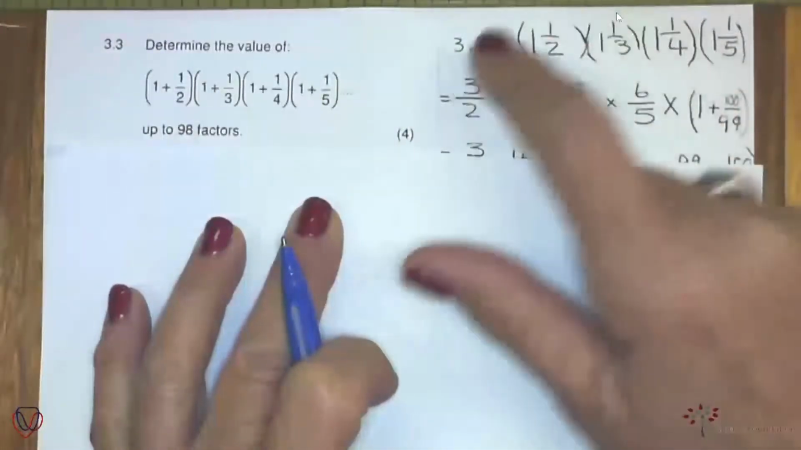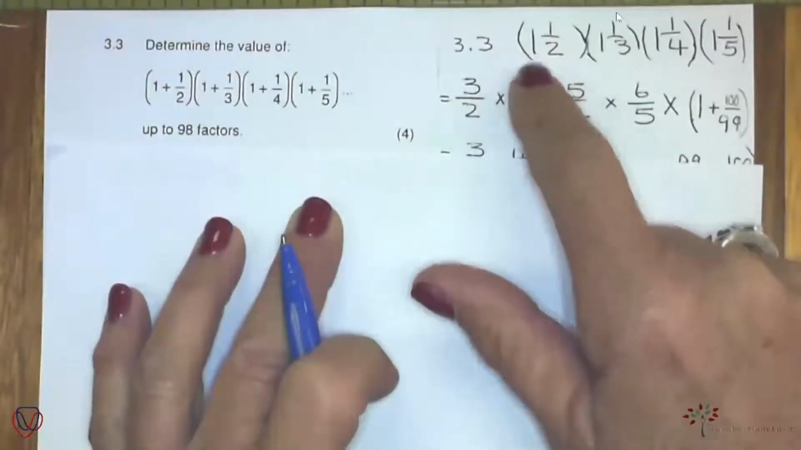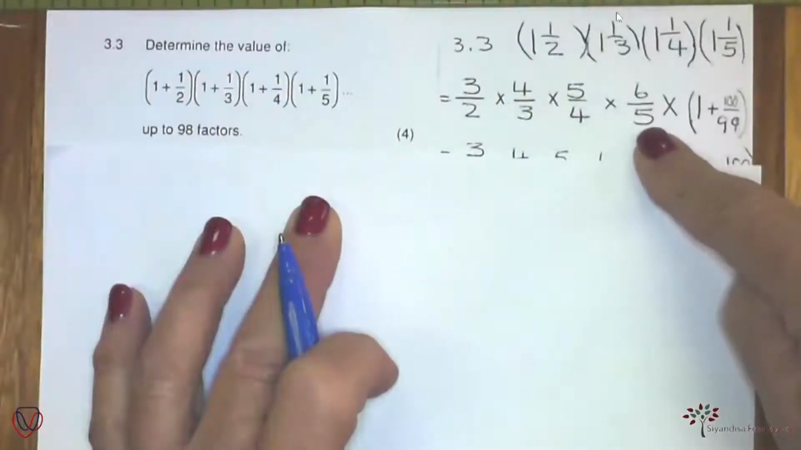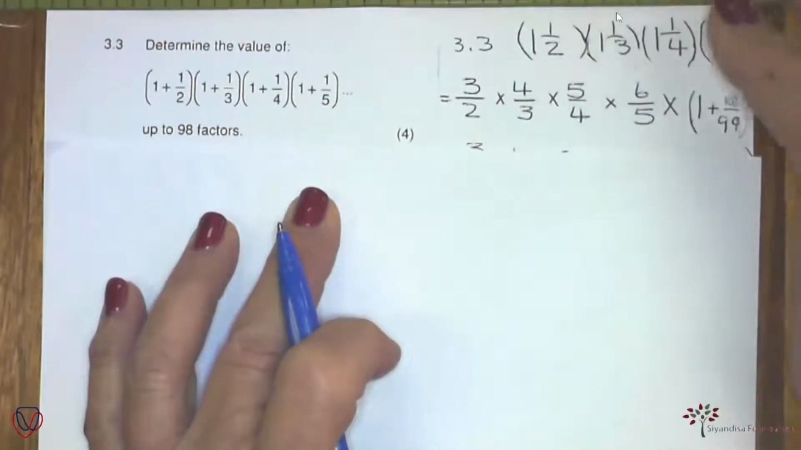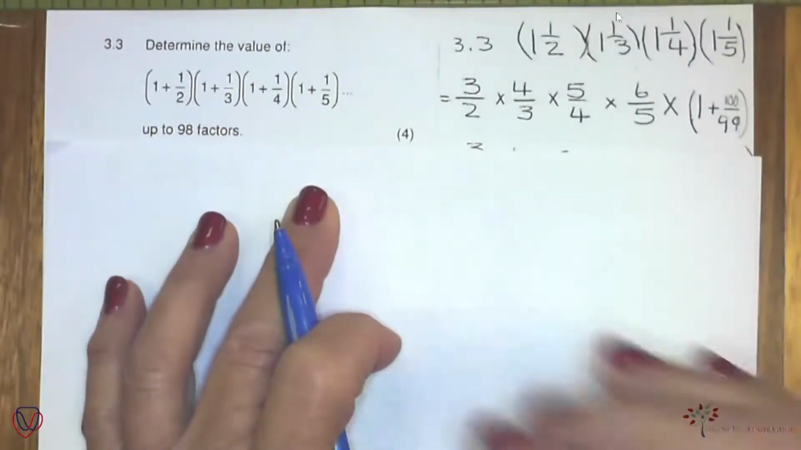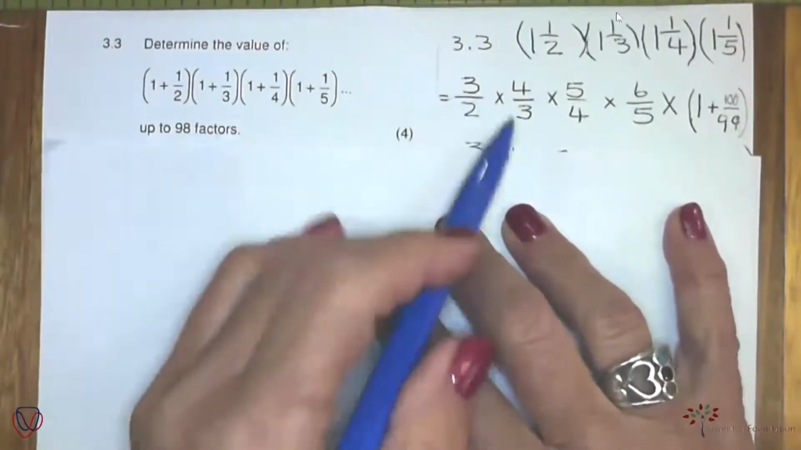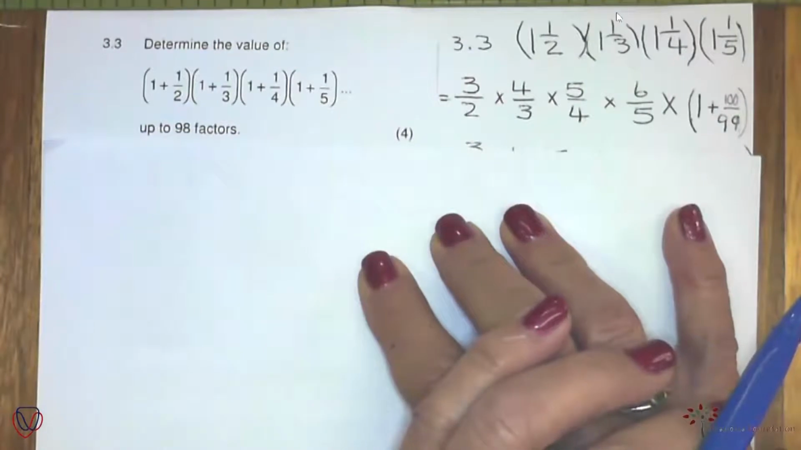So make it in proper fractions: 3 over 2, 4 over 3, 5 over 4, 6 over 5. Have you got that? Right. They said up to 98 factors. Now let's have a look, people. Can you see that this sequence actually started at the 3rd factor?